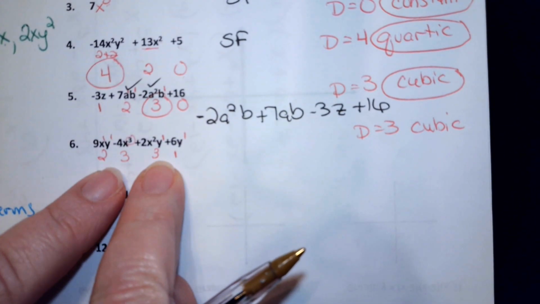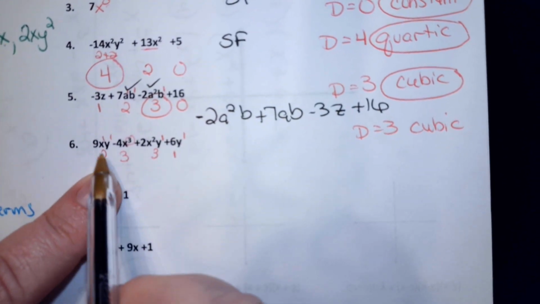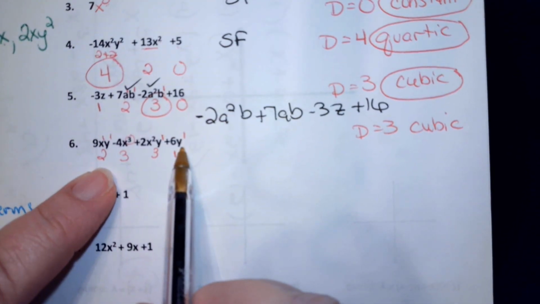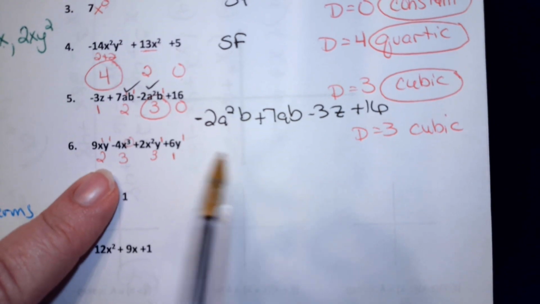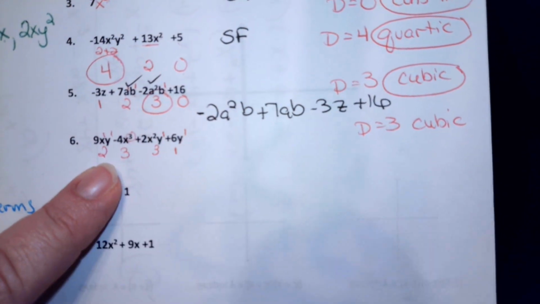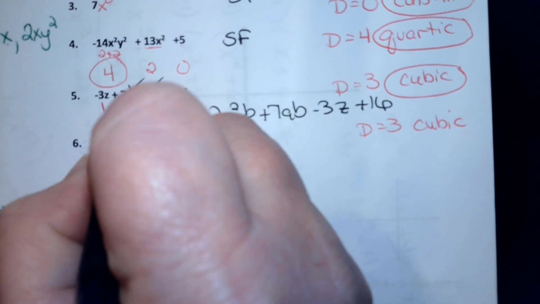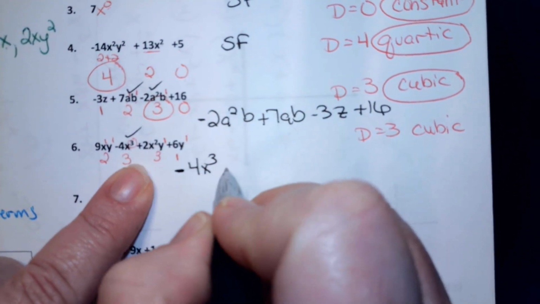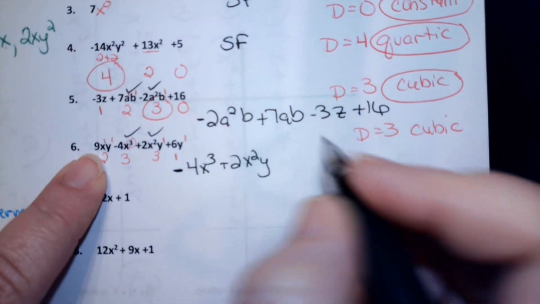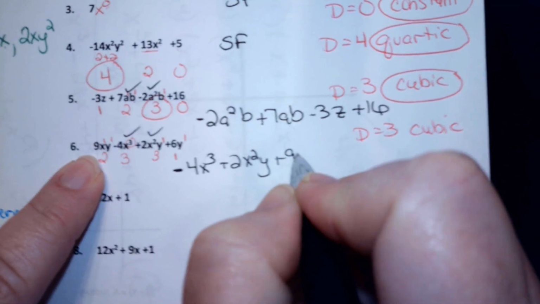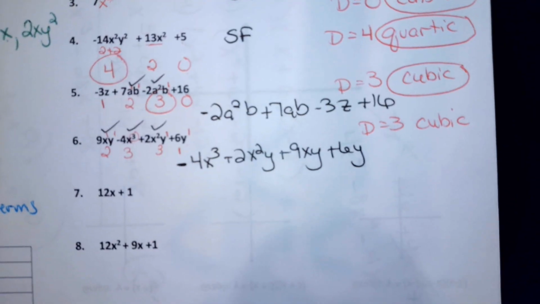When you have multiple terms that have the same degree, you always go by alphabetical order. So our variables here are x and y. x comes first in the alphabet, so we're going to choose the biggest exponent of x, which is the cube. So when we write this in standard form, we would have negative 4x cubed. Then x squared would be after that, so positive 2x squared y. Then x to the first, that's a positive 9, so plus 9xy. And then plus 6y.